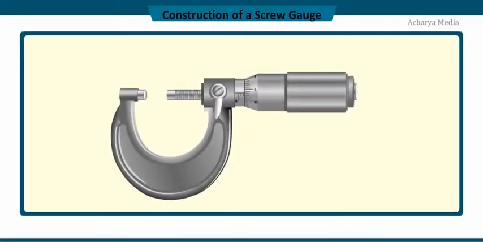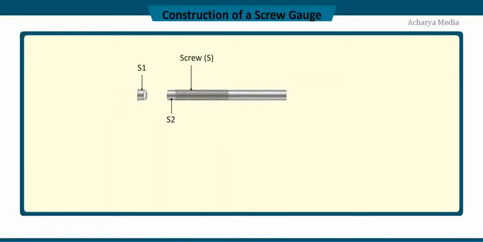A screw gauge works on the principle of a screw and a nut. The screw is flat at one end, S2, called the spindle, which is exactly parallel to another fixed end on the metal frame of the screw gauge, S1, called the anvil. This screw moves inside a nut, which is a hollow cylinder C, also called the thimble, and has fine threads inside it.